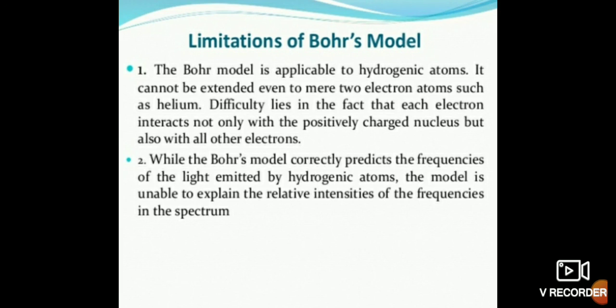The Bohr model is applicable to hydrogen atoms. It cannot be extended even to a two electron atom such as helium. Difficulty lies in the fact that each electron interacts not only with the positively charged nucleus but also with each other. While the Bohr's model correctly predicts the frequencies of the light emitted by a hydrogen atom, the model is unable to explain the relative intensities of the frequencies in the spectrum.